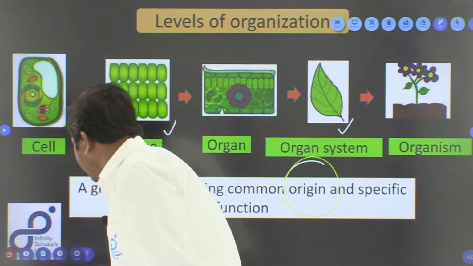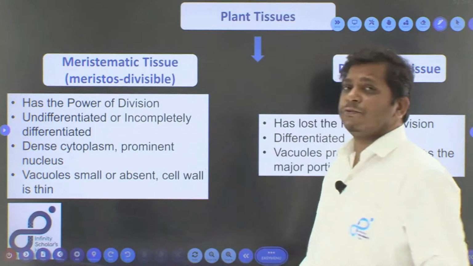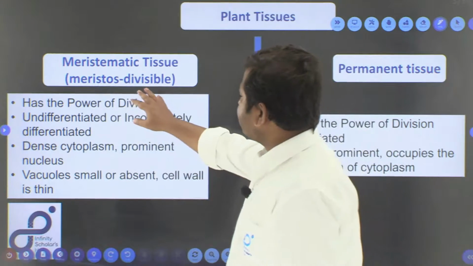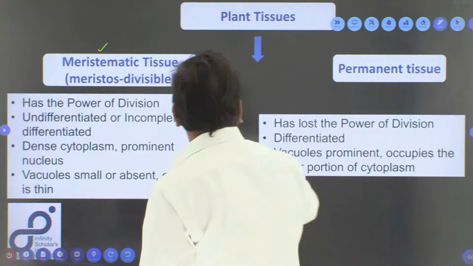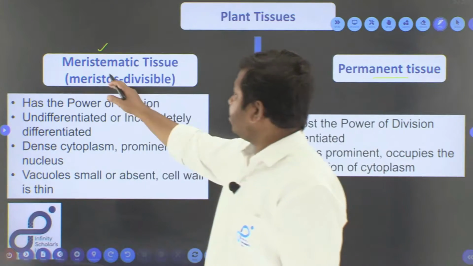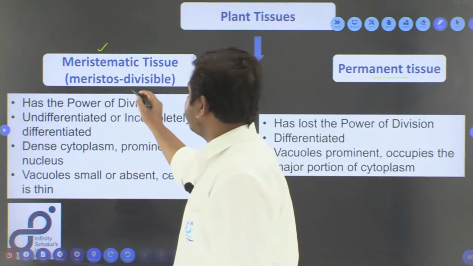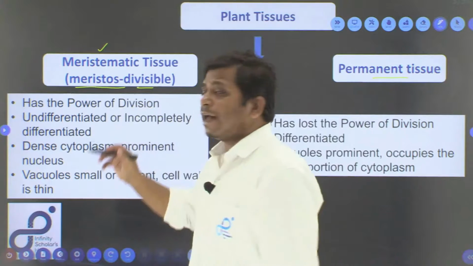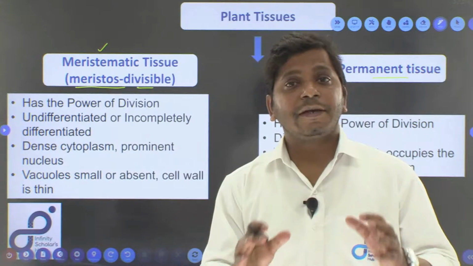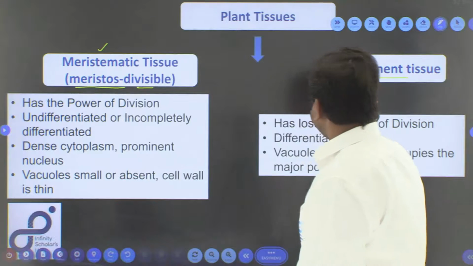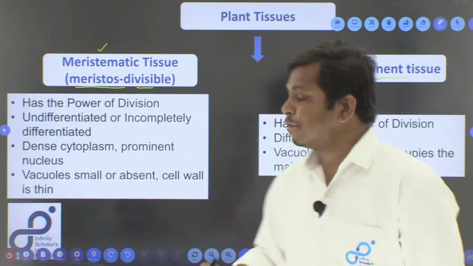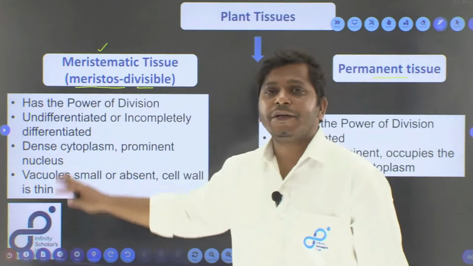If we look at the different types of plant tissues that are present, they can be broadly categorized into two types. What are those? One is called the meristematic tissue, and the other one is called the permanent tissue. As the name suggests, meristematic is derived from a Latin word, meristos, which means divisible. That means these tissues have the capability to divide and redivide. Whereas permanent cells have permanently lost their power of division and redivision. That is why these are called permanent tissues and these are called meristematic tissues.